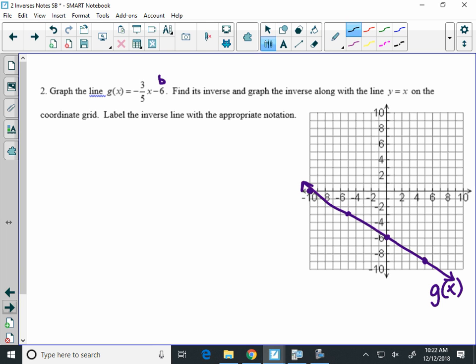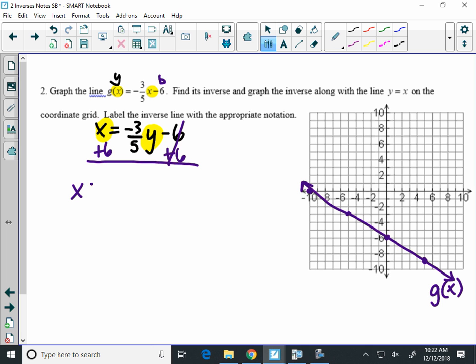So just like the last problem, remember g of x is the same thing as y equals. So I'm going to switch the letters x and y. So to start here, I'm going to write x equals, instead of y equals, negative 3/5 y minus 6. You just flip-flop the letters. That's all we started with right here. Now what we need to do is we need to get y by itself. So we're going to start by adding 6 to both sides.